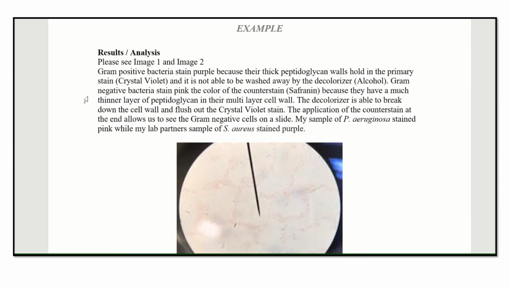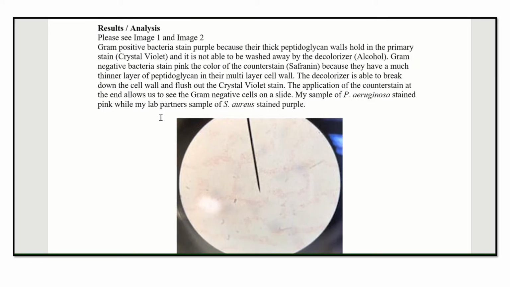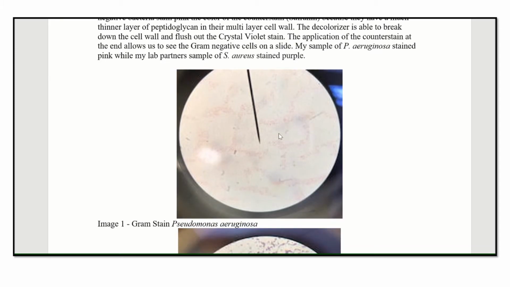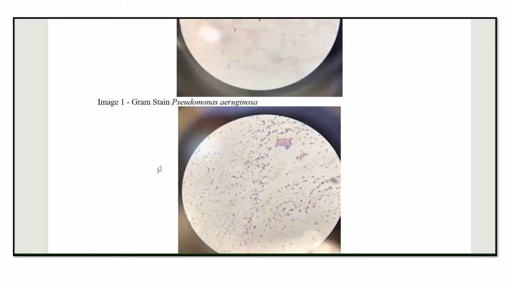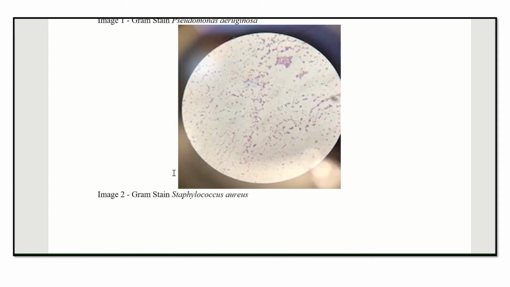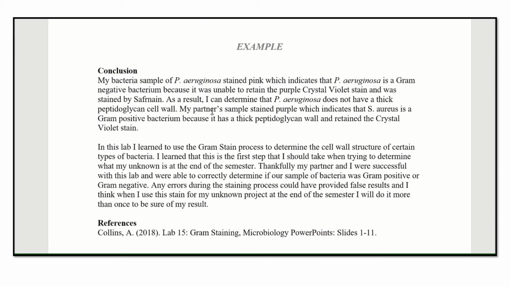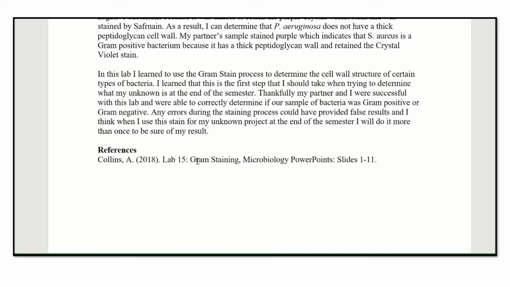Some students choose to make this 1 section instead of 2. That is fine. As you can see, the student has the results in Word format, but also in picture format. Make sure if these are your photos, that you write that. If they're photos from online, you cite them accurately. Finally, we have our conclusion, where you talk about what you learned, any errors that you had, and your references.